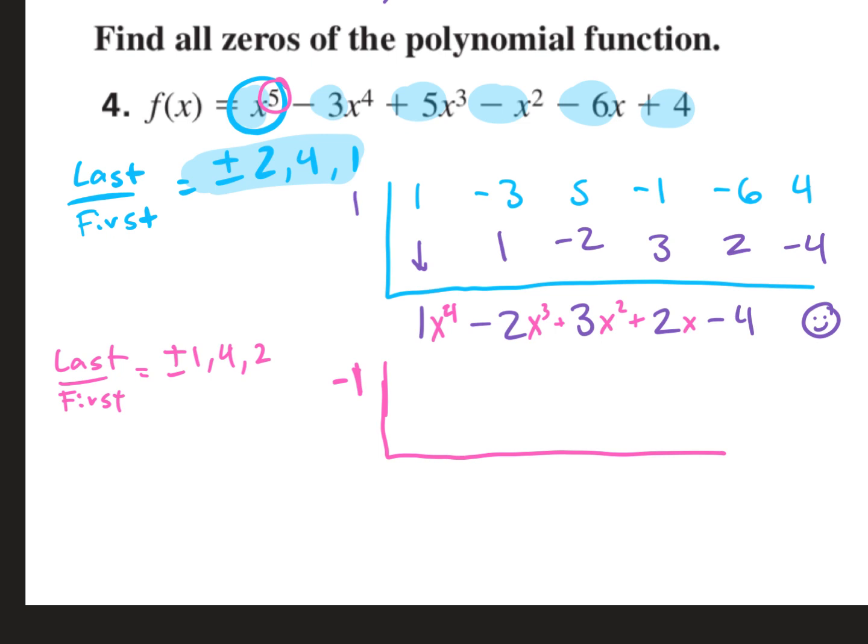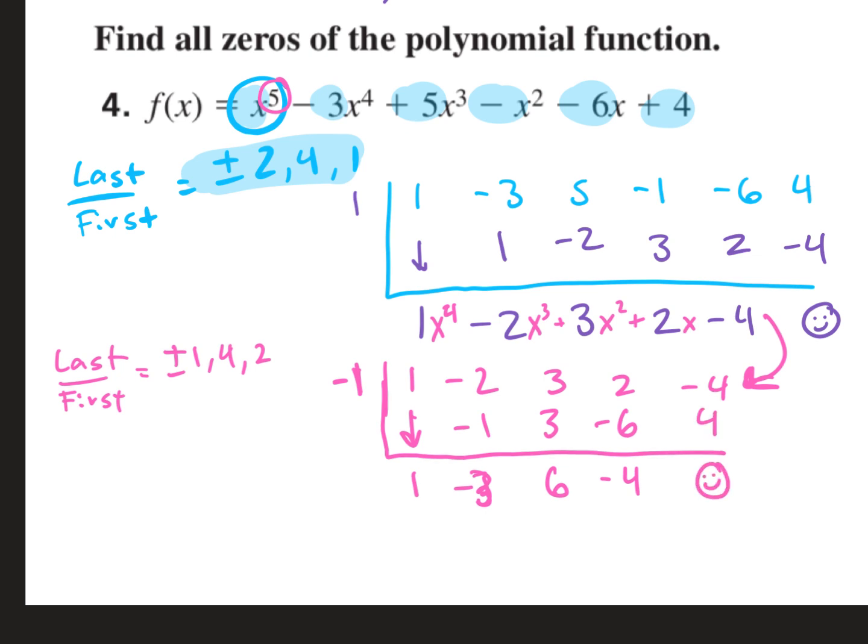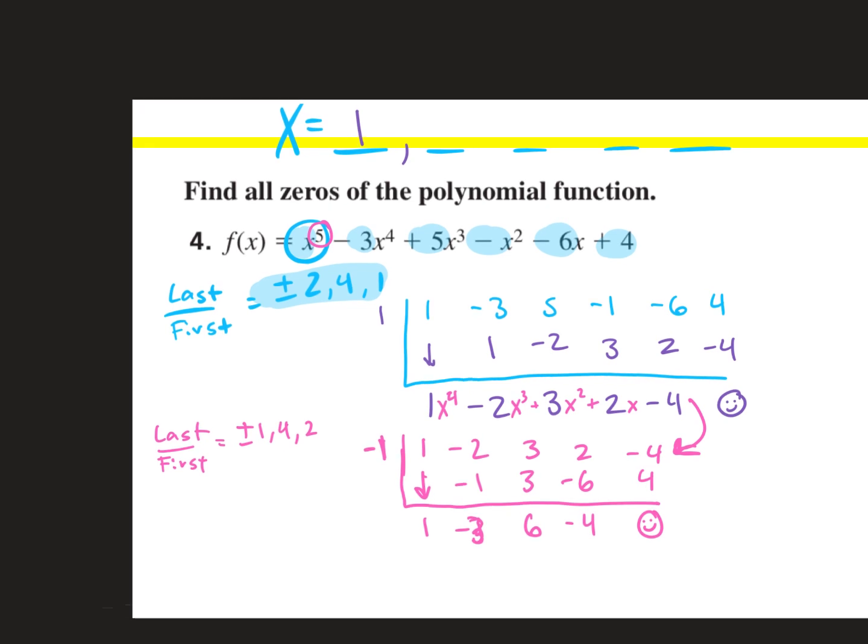So make sure you try the positive and the negative. What's going to go inside the box? 1, -2, 3, 2, and -4. Perfect. The answers from here go inside the box. So let's try -1. Drop down the 1, multiply, add. This would be -3, multiply, +3. Add 6, multiply, -6. Add. This would be -4, multiply, +4. Add. Does -1 work? Yes. So x is equal to -1 also.